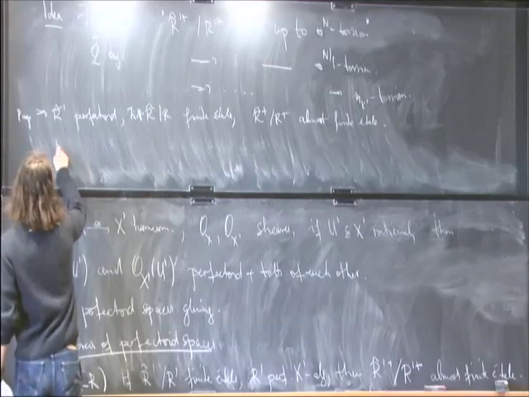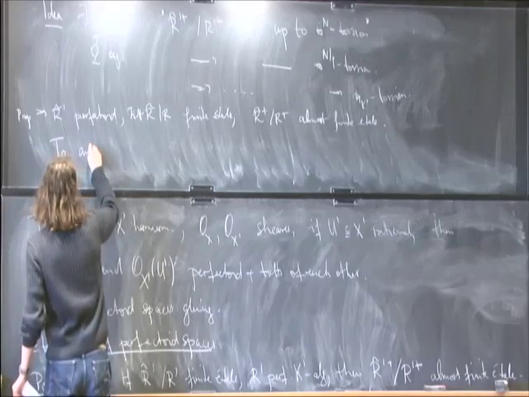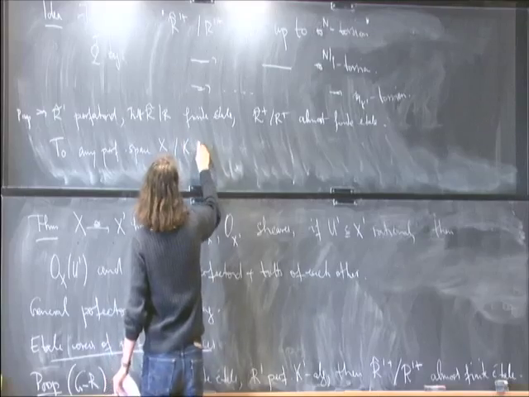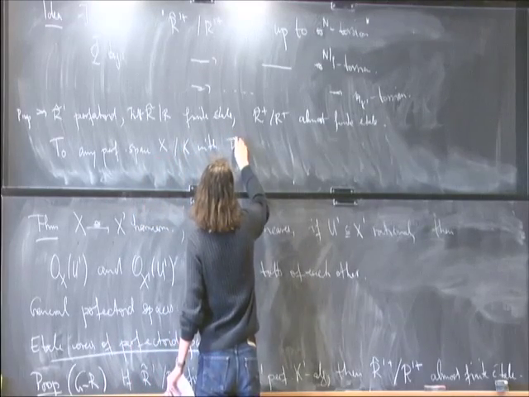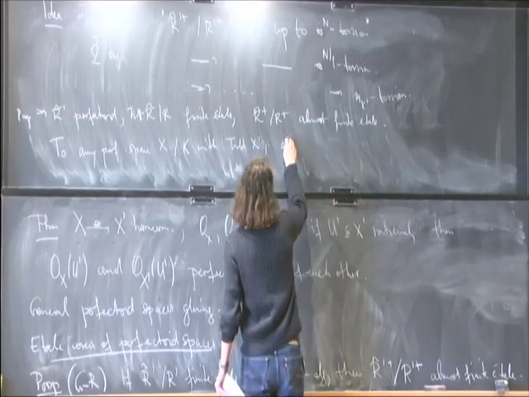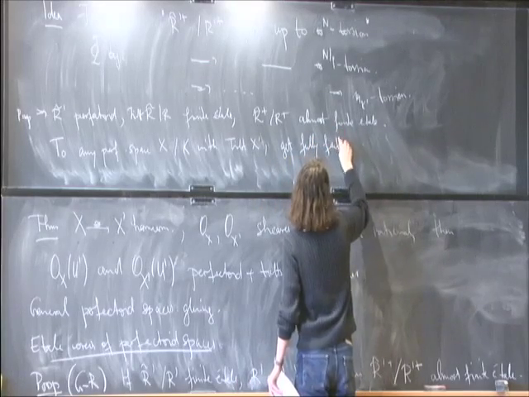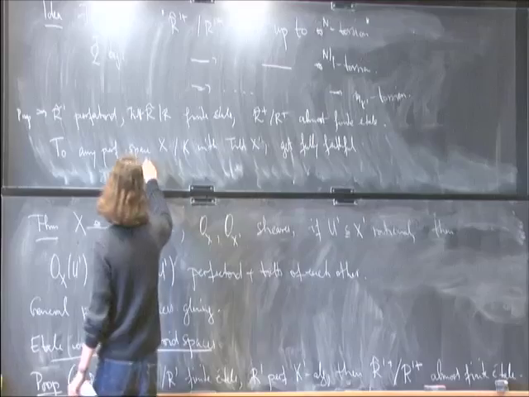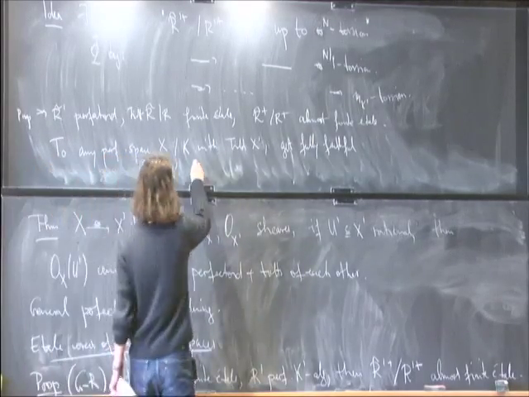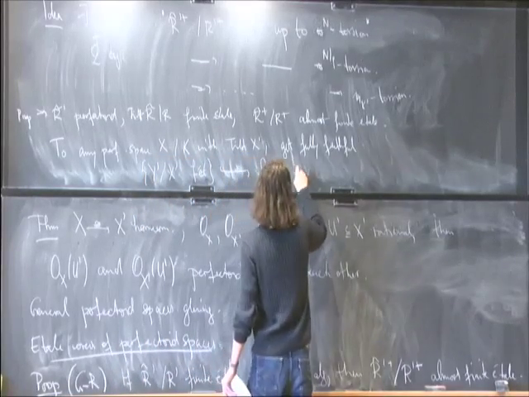Okay, and now we can do this for spaces. So to any perfectoid space X over K with tilt X prime, we get a fully faithful functor from the category of all finite étale covers of X prime into the category of all finite étale covers of X.